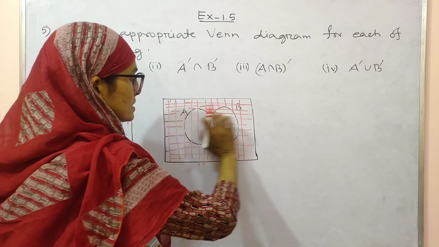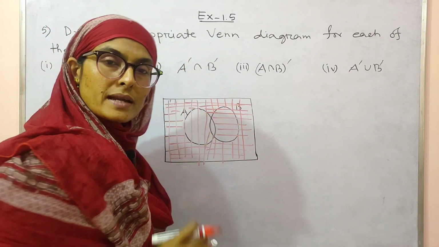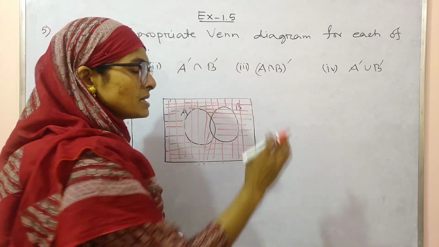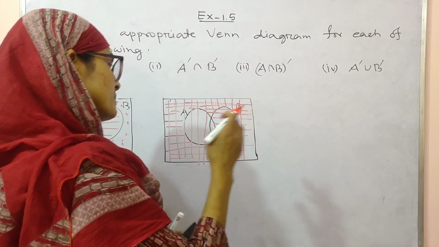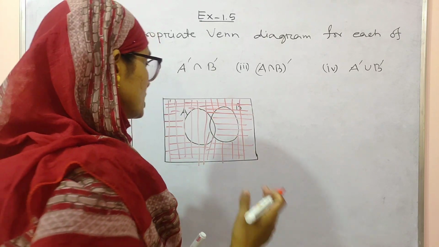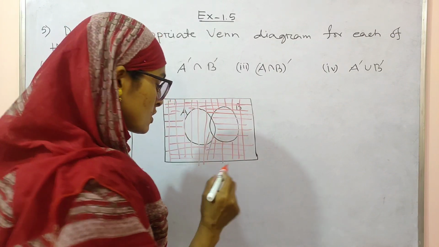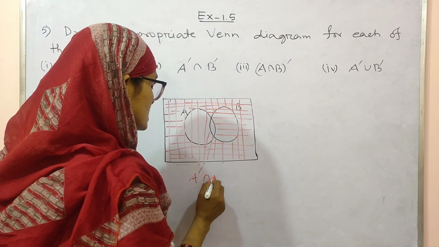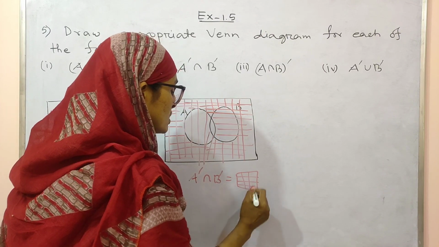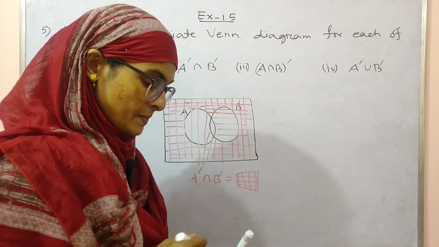So, these horizontal lines are A complement and the vertical ones are B complement. A complement intersection B complement means the elements that belong to both A complement and B complement. So the middle portion, the overlapping portion, is A complement intersection B complement.